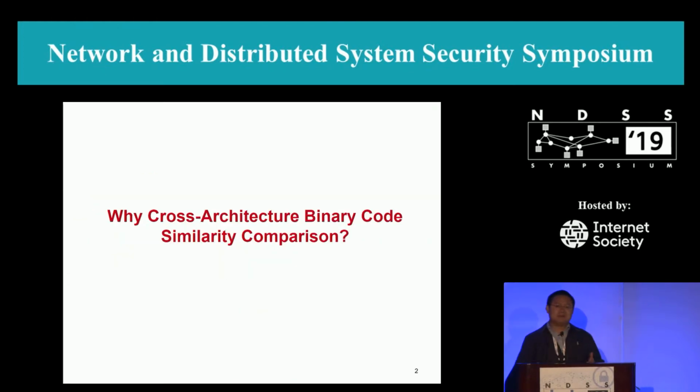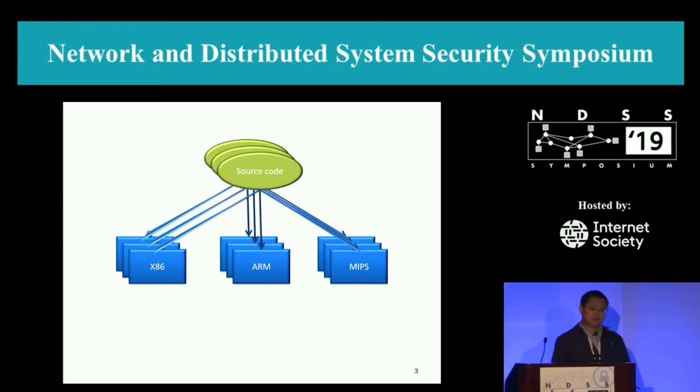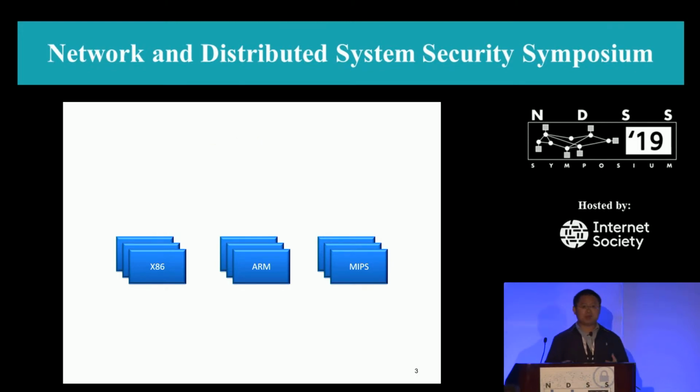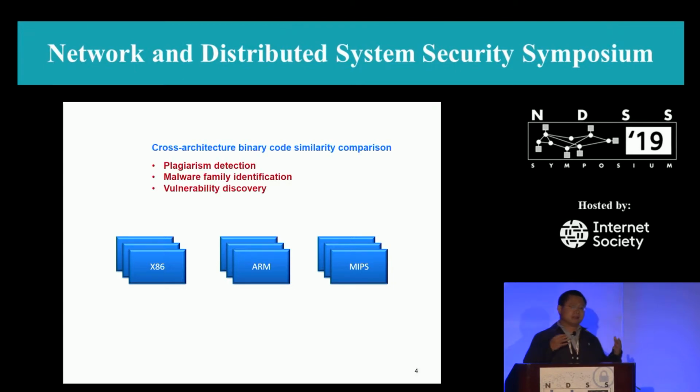So first, why do we care about cross-architecture binary code similarity comparison? Given a piece of code, it may be compiled into binaries of different architectures. And as a third-party security analyst, you probably have no access to the corresponding source code. However, with a technique like binary code similarity comparison, you can re-establish this relation, especially the similarity relation between these binaries. With that, you can do a lot of very cool tasks like vulnerability discovery, malware family identification, and code plagiarism detection.